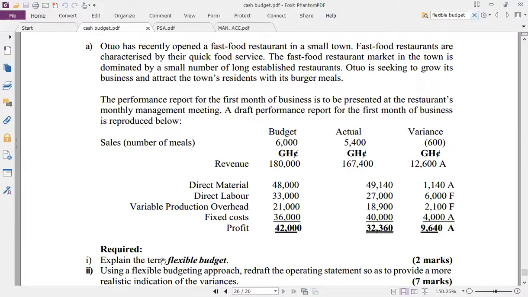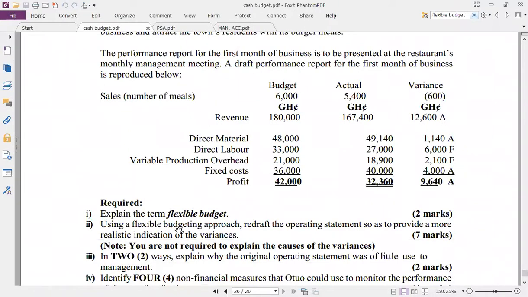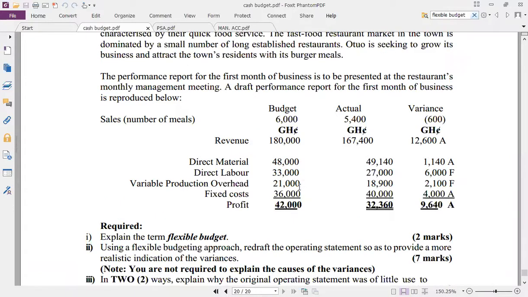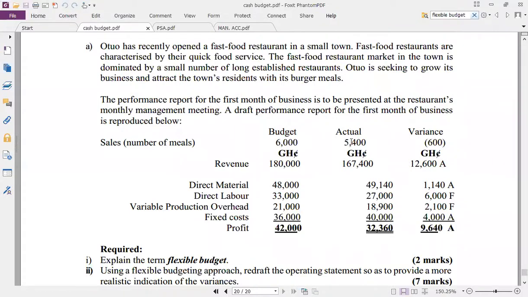Explain the term flexible budget. Tell the example now. This is May 2019 question. ICAG May 2019. Explain the term flexible budget. Tell the example now. The budget prepared to see the current situation. Good. In PhD, we call it supplementary budget, additional budget. Using flexible budget approach, we draft operating statements so as to provide more clarification to the business. So here my interest is about the flexible budget. So you are going to flex at the actual level.